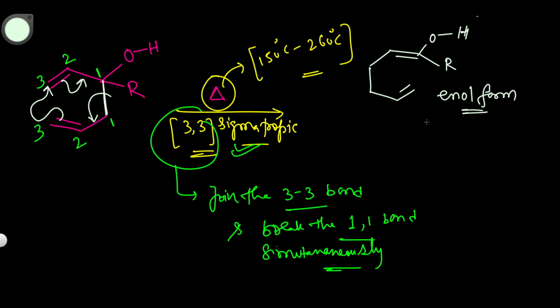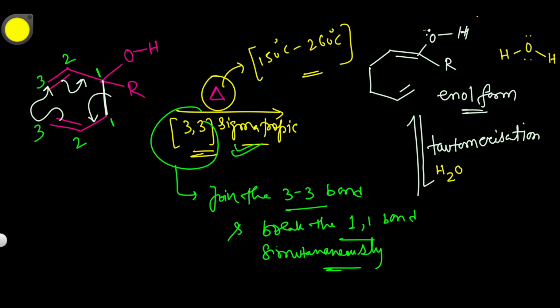So just do tautomerization here, and then you will get the keto form, right? So how did it happen? Just take H2O here. Okay, I am taking H2O here. So what happened? This lone pair will come back, and then this lone pair will take a proton of this H2O molecule, and then you will find something like this.